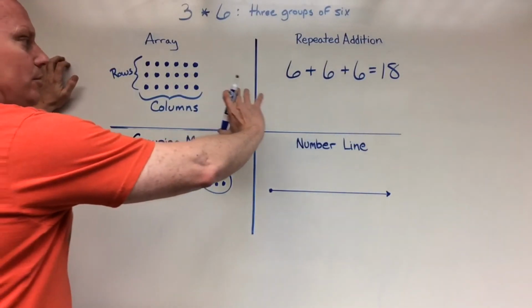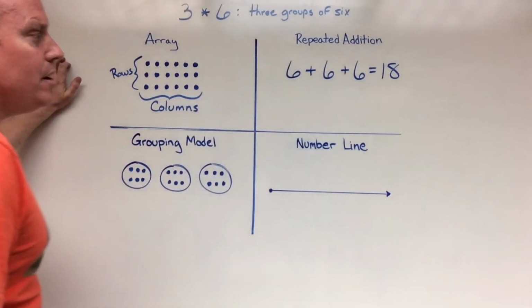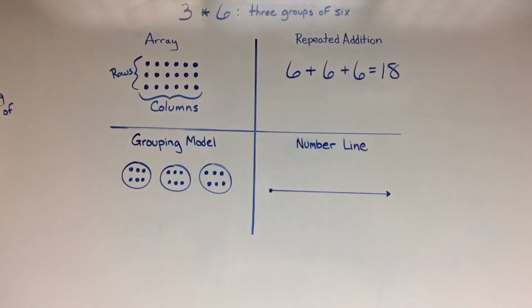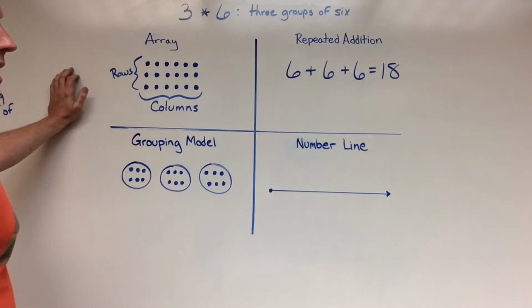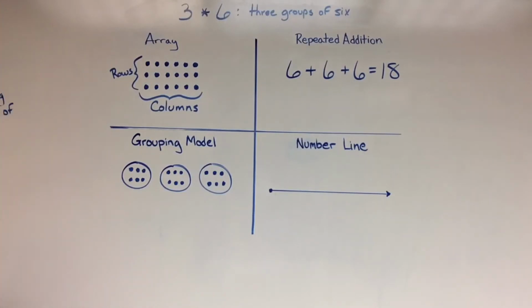So like the other two, we would not have 3 plus 3 plus 3 plus 3 plus 3 plus 3. That would be 6 groups of 3. And again, it gives us the same product, but in context, it means something different.